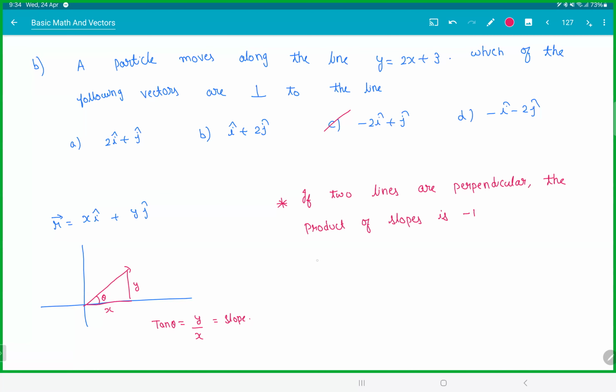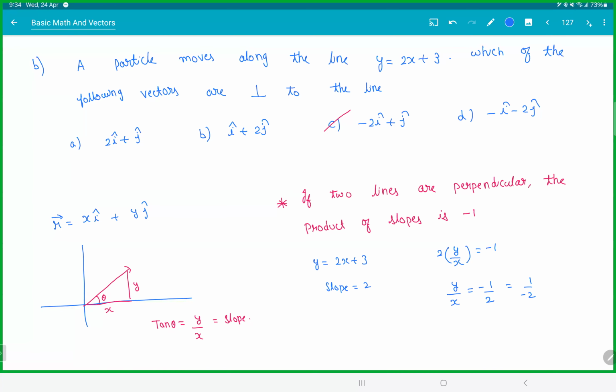So for y is equal to 2x plus 3, the slope is 2. Let's say for the vector, the slope is y by x. So the product should be 2 into y by x is minus 1, which means y by x should be in the ratio of minus 1 by 2 or 1 by minus 2.